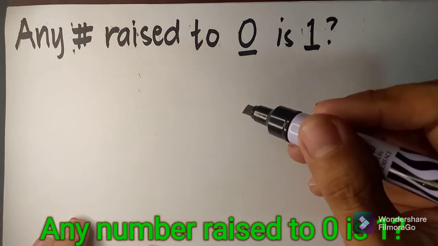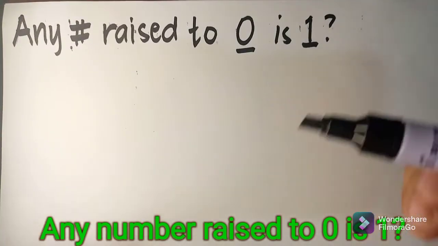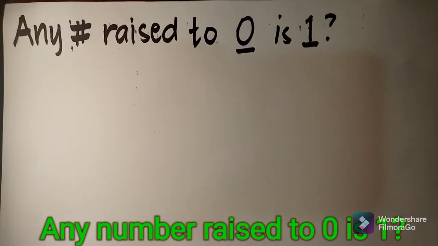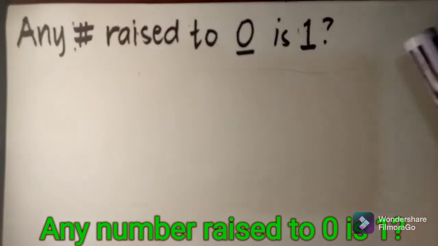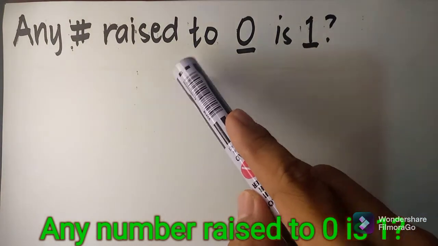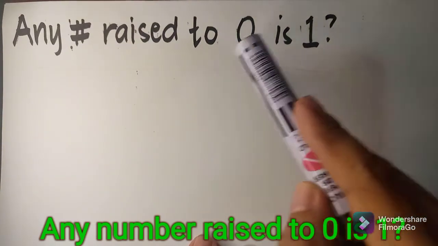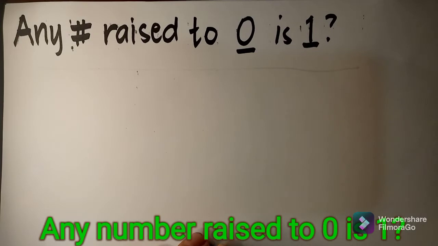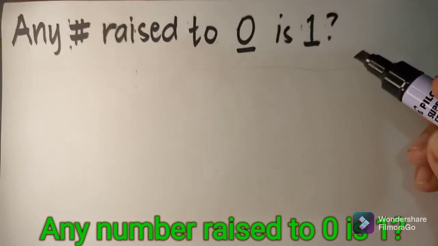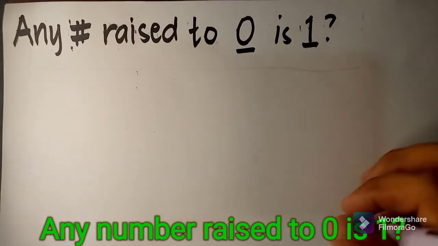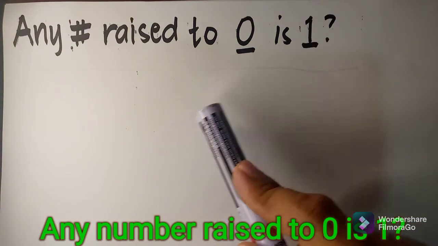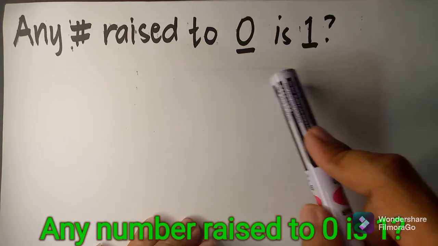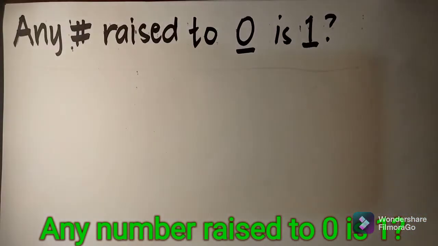Okay. So for example, take note that 0 is also a number. So therefore, let us prove if that statement is also true when 0 is raised to 0. Is it really equal to 1? We will prove that. Because maybe all numbers from 1 to infinity, or negative 1 to negative infinity, when you raise to 0, may be equal to 1. But let us try if 0 raised to 0 is also equal to 1.